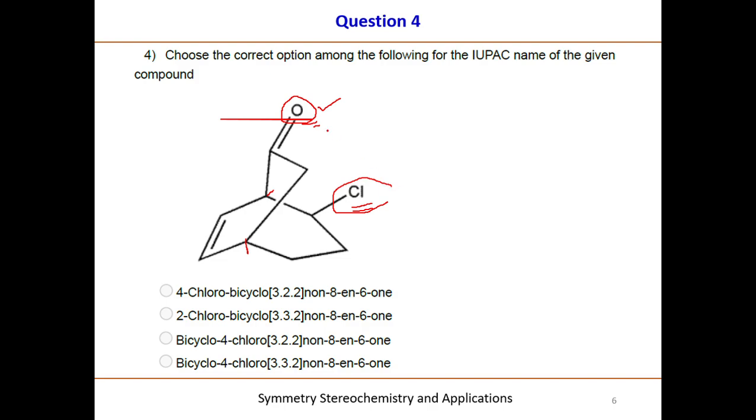So here we have the carbonyl group as the highest priority functional group. So we will start giving numbering from a bridging carbon atom. So this is a bicyclic system. We will start giving numbering from here. 1. This is 2.